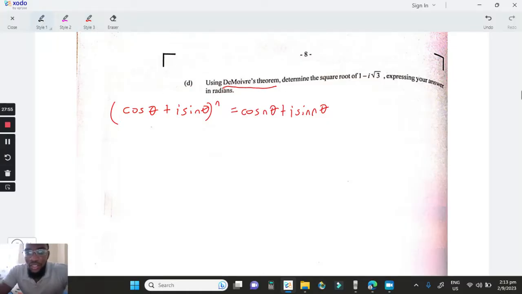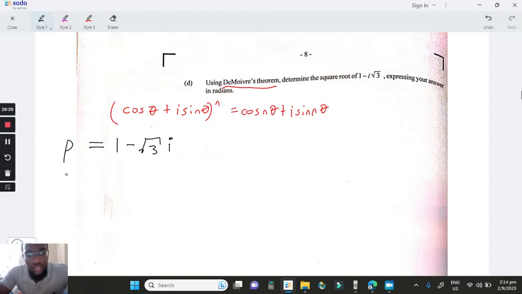So the first thing we need to do is put this in polar form so it is easier for us to work with, and we're working in radians. In this case, it is 1 minus root 3 i. I'm going to call it z. Let's not call it z, too much z. Let's call it p. So p is equal to 1 minus square root of 3 times i. We need to find the square root of p.